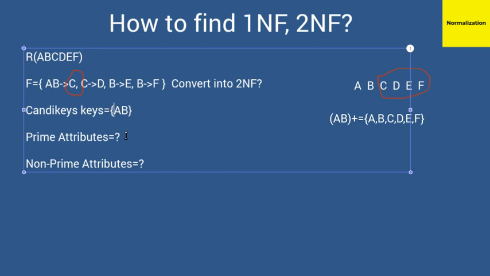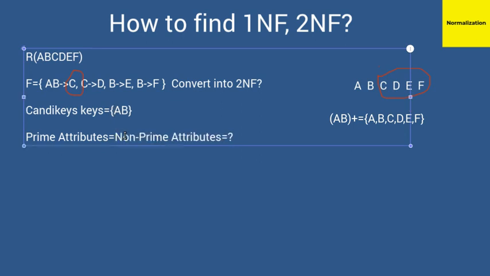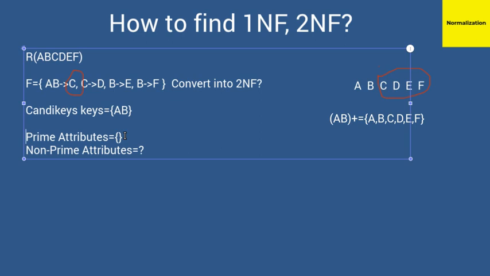Now let us find the prime attributes. Prime attributes are as simple as this: the attributes which are present in the candidate keys. Those are nothing but A and B, so A and B are the prime attributes. What are the non-prime attributes? Those which are not in the prime attributes, so include all of them: C, D, E, and F.